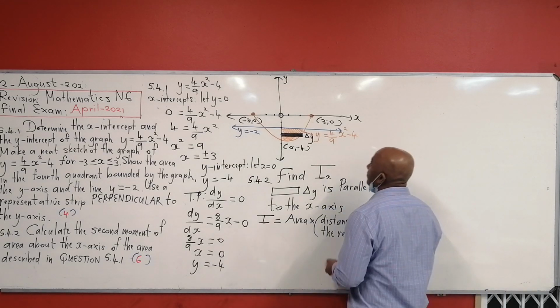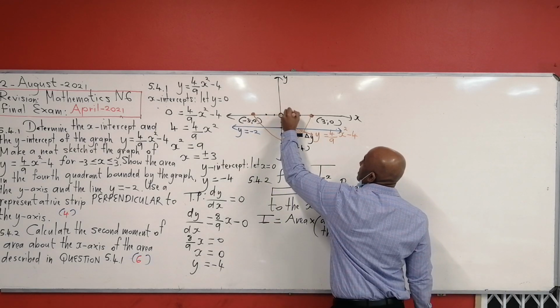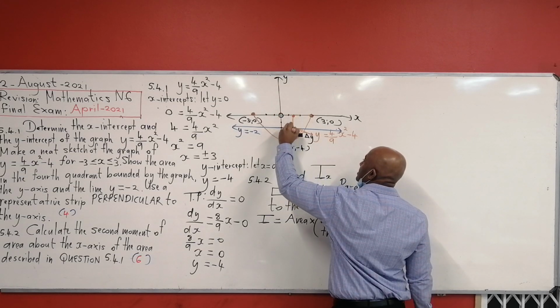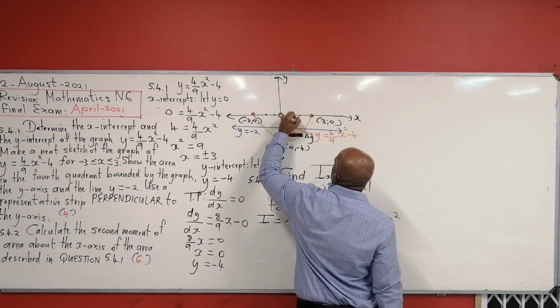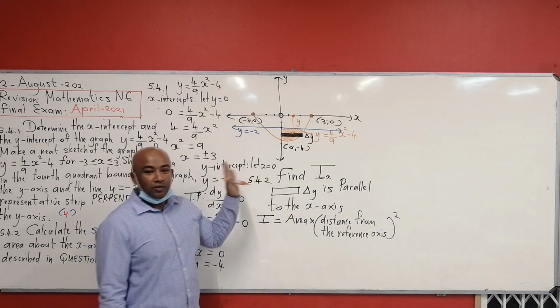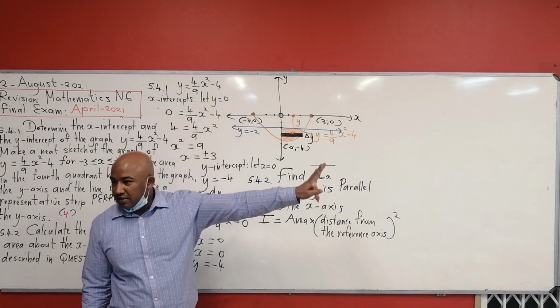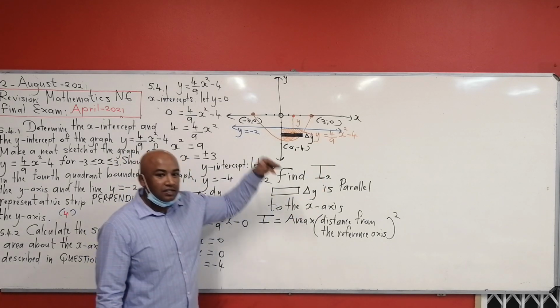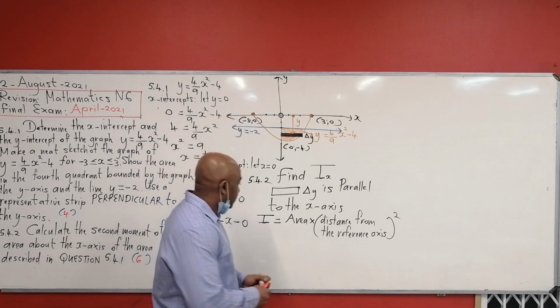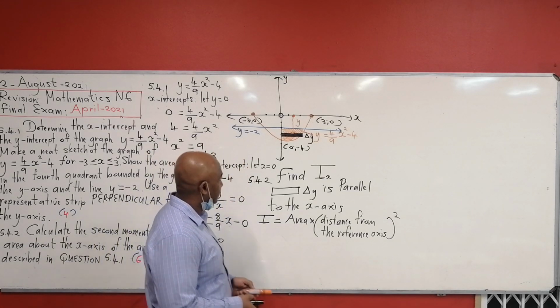So your distance from the x-axis is y. Measuring a y value. Distance from the y-axis will be x. Distance from the x-axis will be y. Okay. Now, what is area?